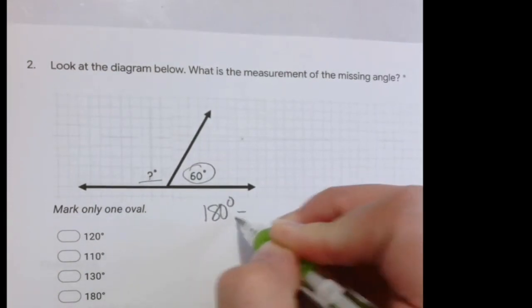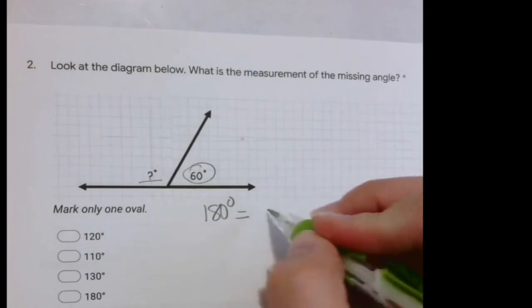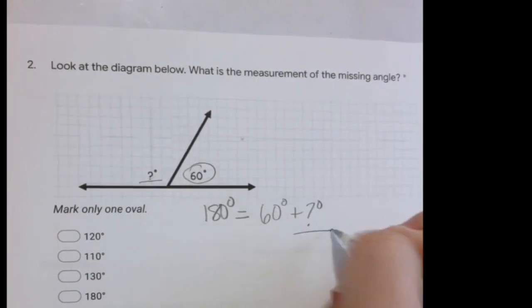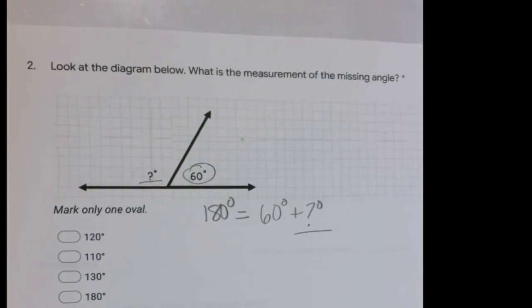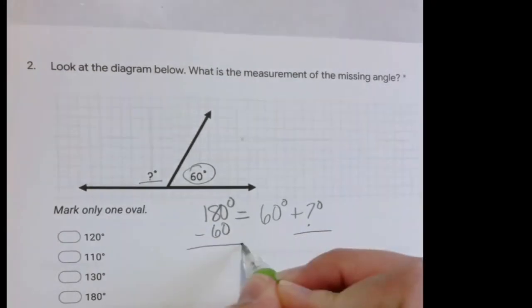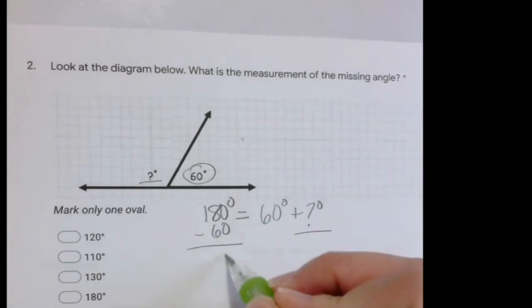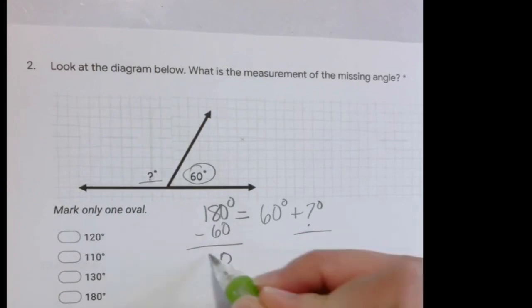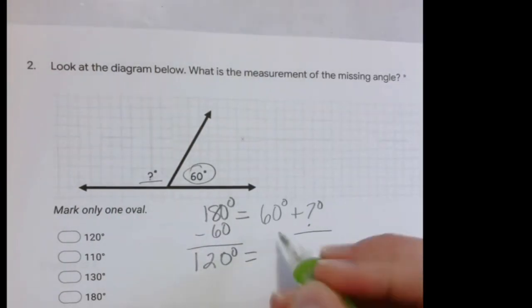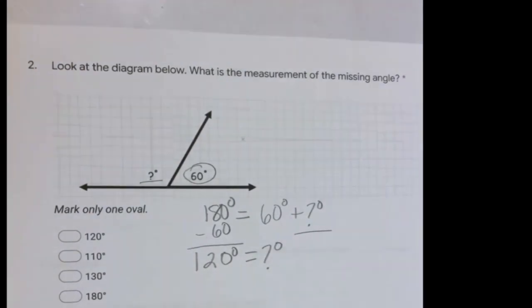So 180 degrees equals 60 degrees plus another number, right? And that would be what the question mark represents here. So again, the opposite of addition is subtraction. So if we take 60 and subtract it from our total amount, 0 from 0 is 0, 6 from 8 is 2, and nothing from 1 is 1. So 120 degrees is our missing angle.